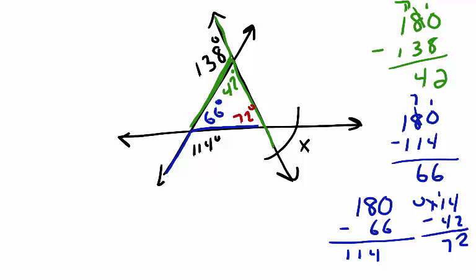And using the fact that vertical angles have the same measurement, I can now say that angle X equals 72 degrees.